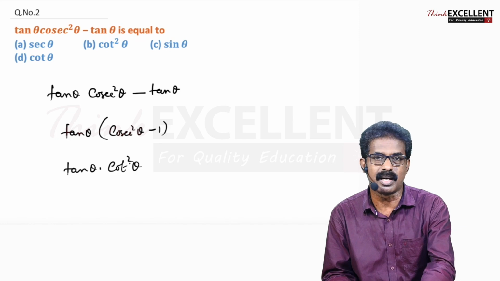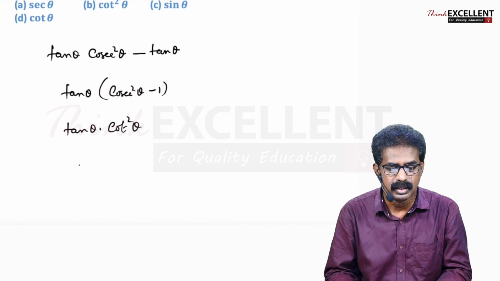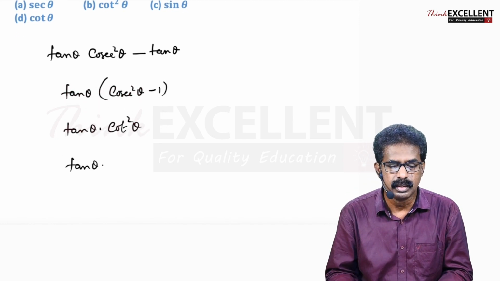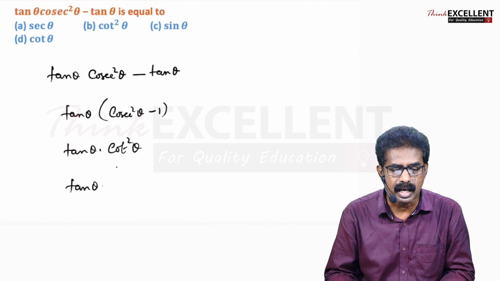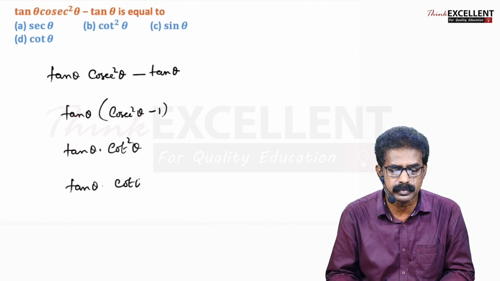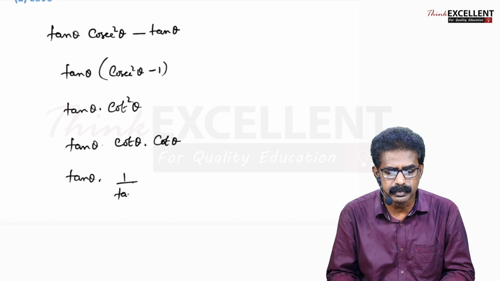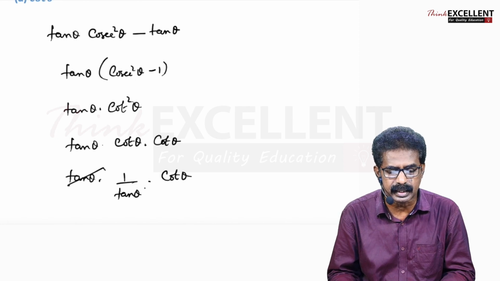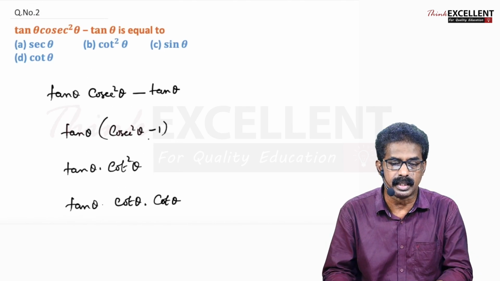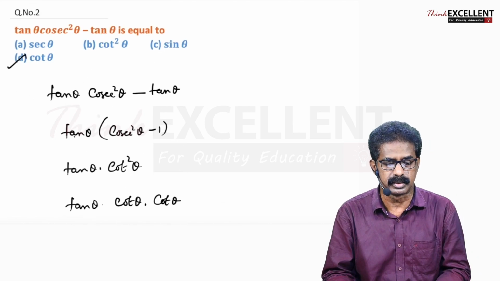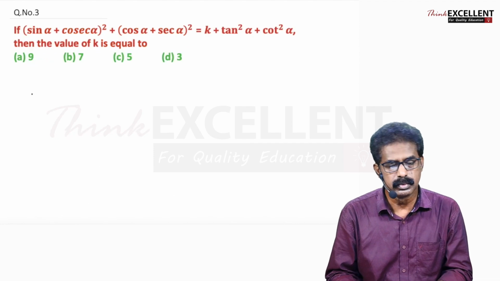Now we can simplify. Cot is a reciprocal of tan, right? So tan theta into cot square theta. I am writing it as cot theta into cot theta. So tan theta into cot theta, I am writing it as 1 by tan theta. The other cot theta I am writing as it is. So tan theta gets cancelled. So your answer is cot theta. That is the fourth option, right? Cot theta. Now the third question.